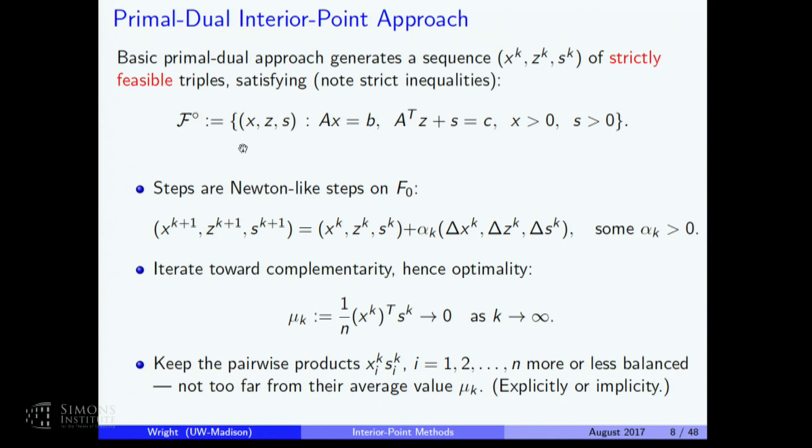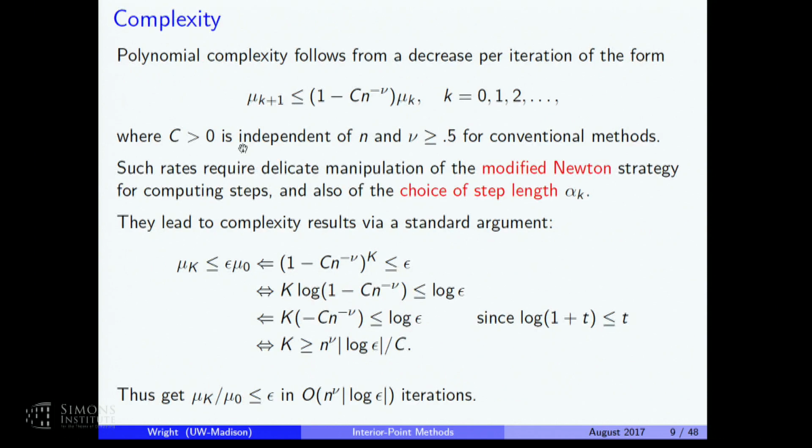And here's the other critical thing that's really crucial to the success of these methods. We try to make the xi times si's all decrease to 0 at roughly the same rate. That's the secret. Okay? At roughly the same rate. So in other words, we keep track of the ratio between xi si and mu, which is the average value of the xi si's. And we want that ratio to more or less stay bounded. Okay? Not go to 0. That can be done explicitly, as it will be in the methods that I'll talk about. It can also be done implicitly, which is what happens when you're using a primal dual barrier function. It basically maintains that condition, but in an implicit way.